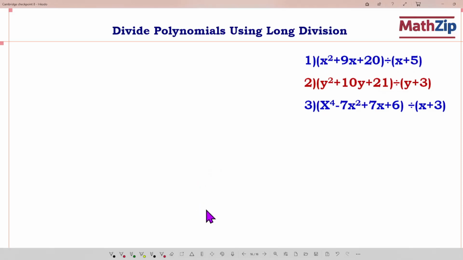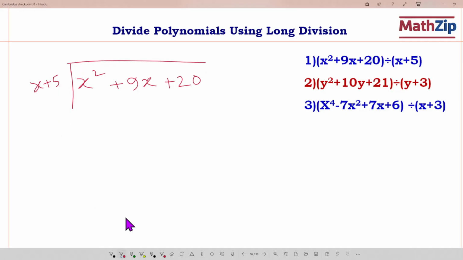Divide polynomials using long division method. Question 1. Here is x square plus 9x plus 20. We will divide by x plus 5.